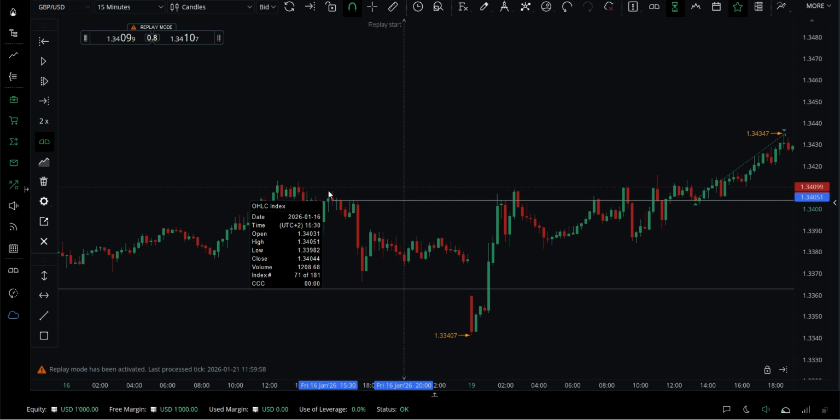at this area. The opening price comes in at 1.34031. It closes at 1.34044 and then makes a low of 1.33982 and a high of 1.34051. We will set the limit order at an approximate value to the closing price, since this is a bullish candle. So at 1.34050 is fine, and we will set our stop loss below the low of that bullish candle, which is at 1.33980.